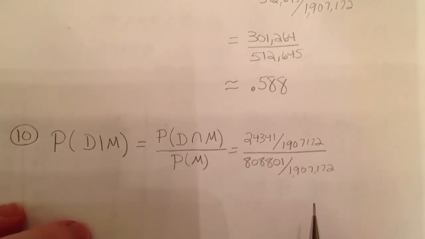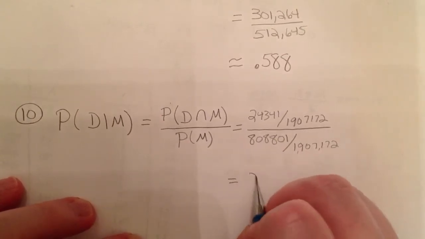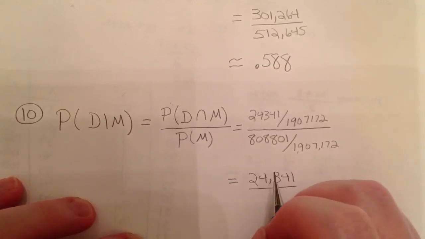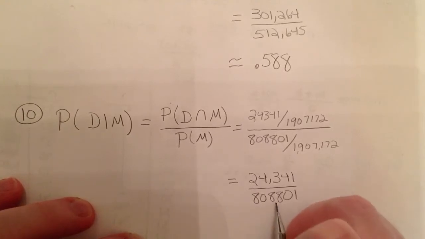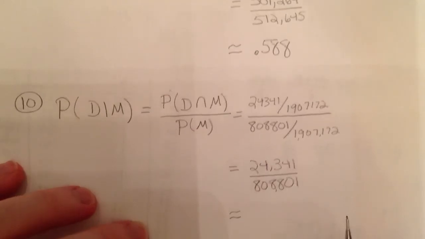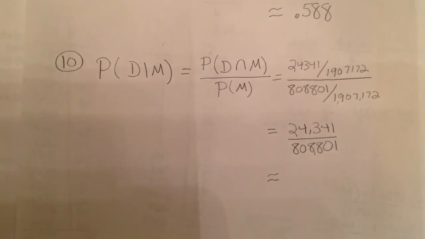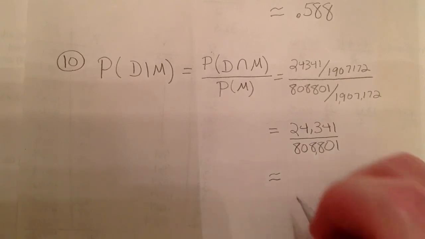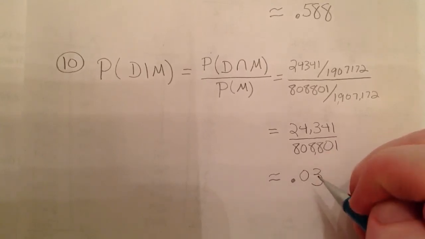So for the probability in exact terms, you are looking at the ratio of the numerators, and so we have 24,341 out of 808,801. And if you were to put this down as a decimal, this comes out to about 3%. In fact, 0.030, or just 0.03.